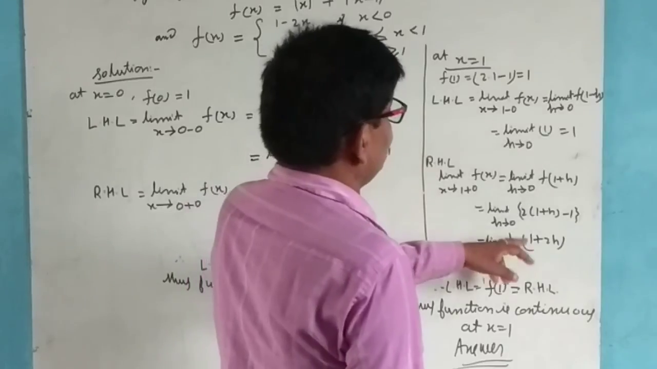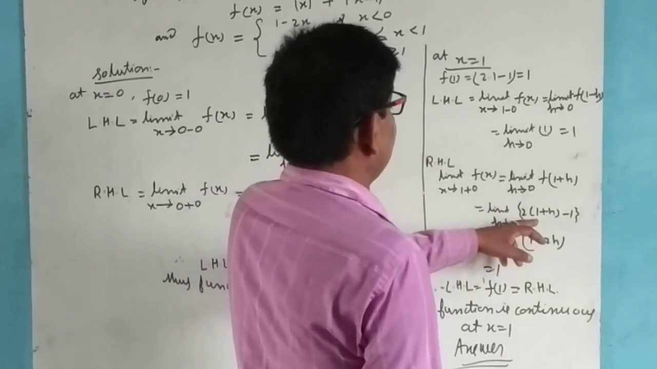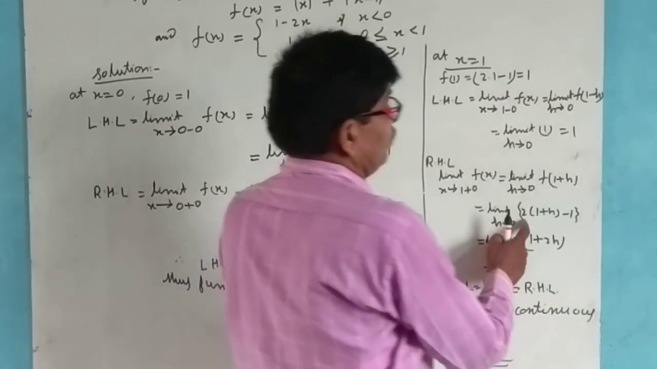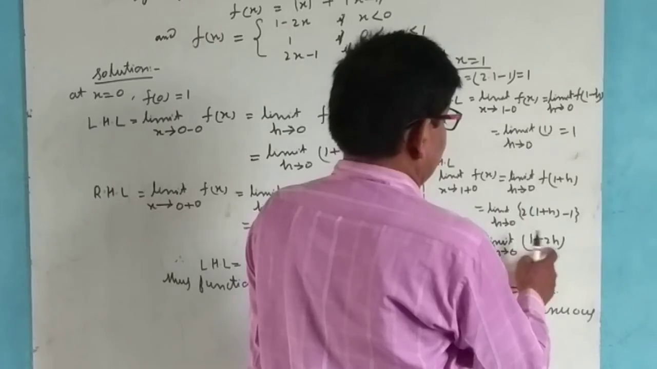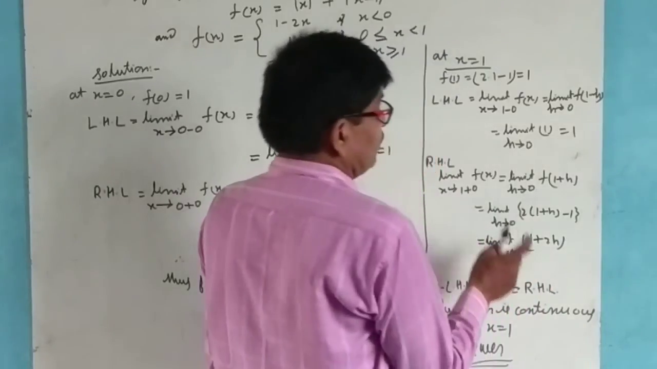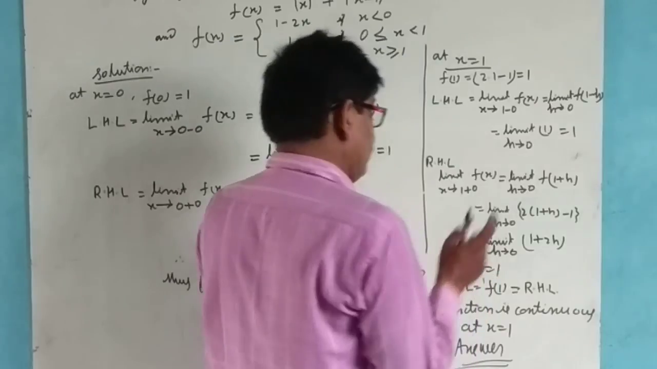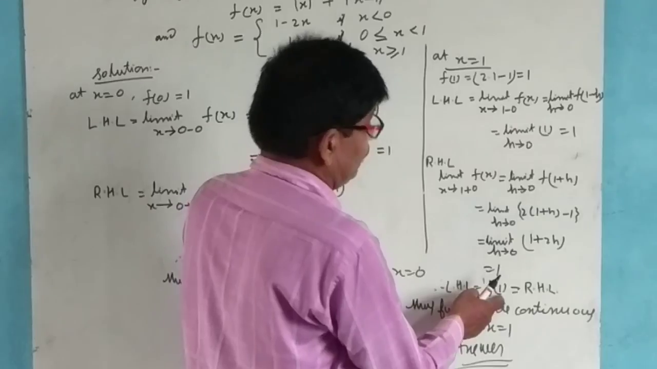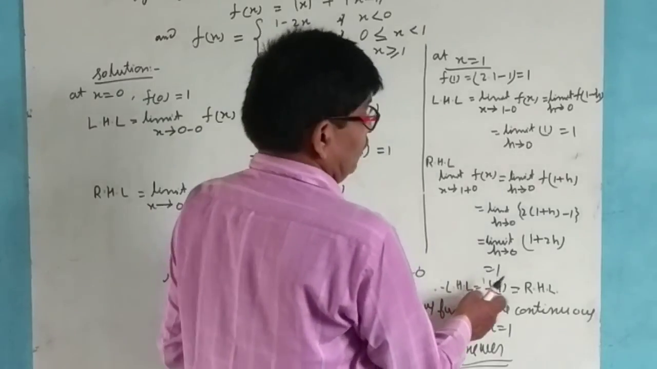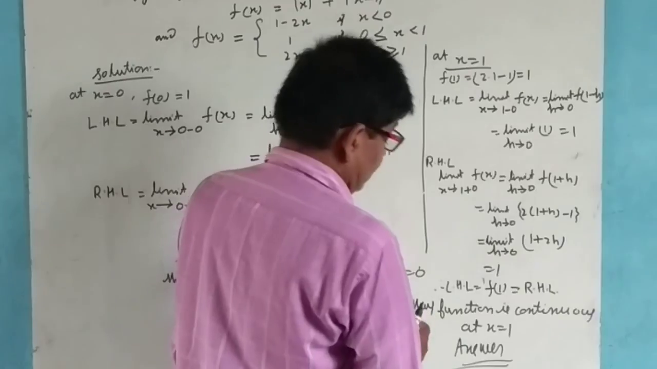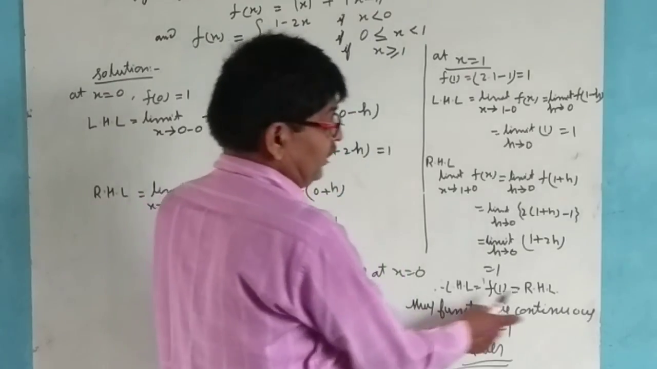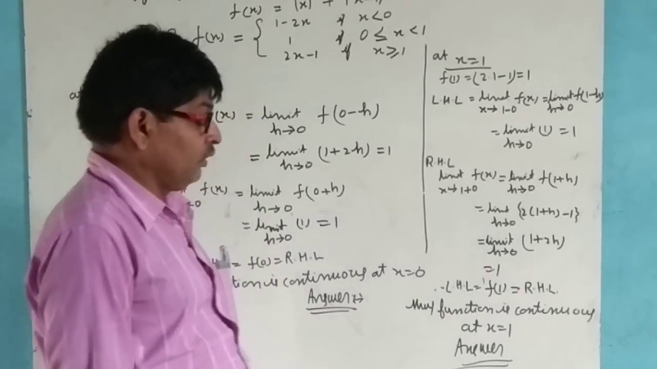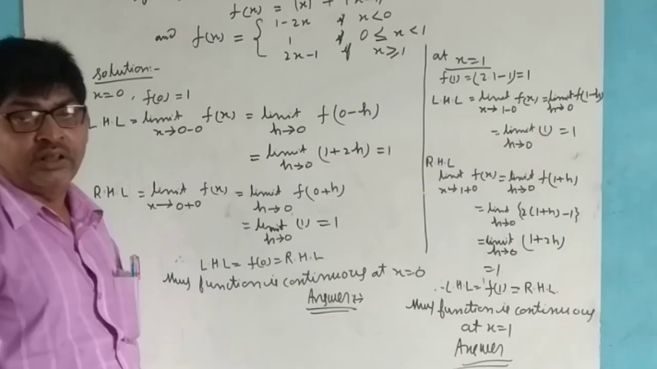Using 2x - 1 with x replaced by 1 + h, we get 2 + 2h - 1, that is 1 + 2h, and putting h equal to 0, this is equal to 1. Thus the left hand limit is equal to f(1) and equal to the right hand limit, so the function is continuous at x equal to 1. This is our required result.